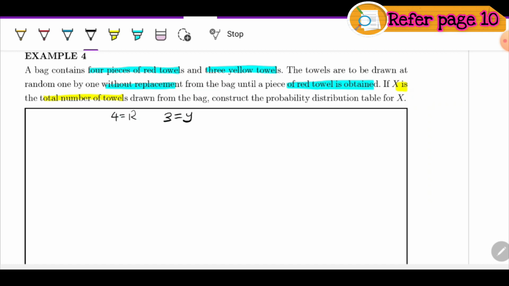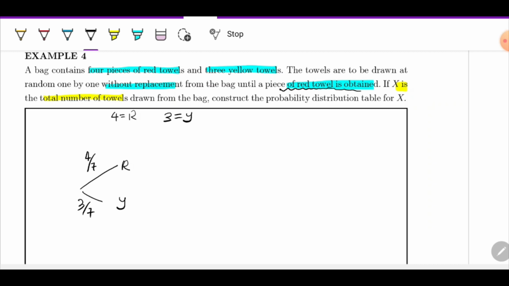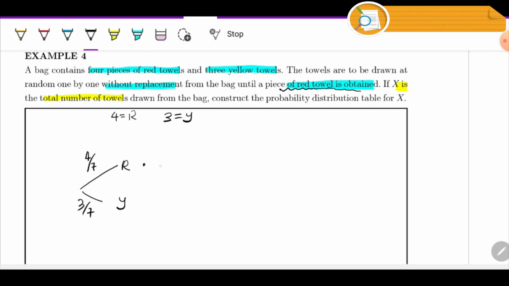To help us understand this question, draw a tree diagram. So for the first draw, we could get either red or yellow. The probability of getting a red towel is 4 out of 7, and the probability of getting a yellow towel is 3 out of 7. From the question, we draw a towel from the bag until we get a red towel. So if we get a red towel, we don't have to continue the process. But if we get a yellow towel, then continue the process.